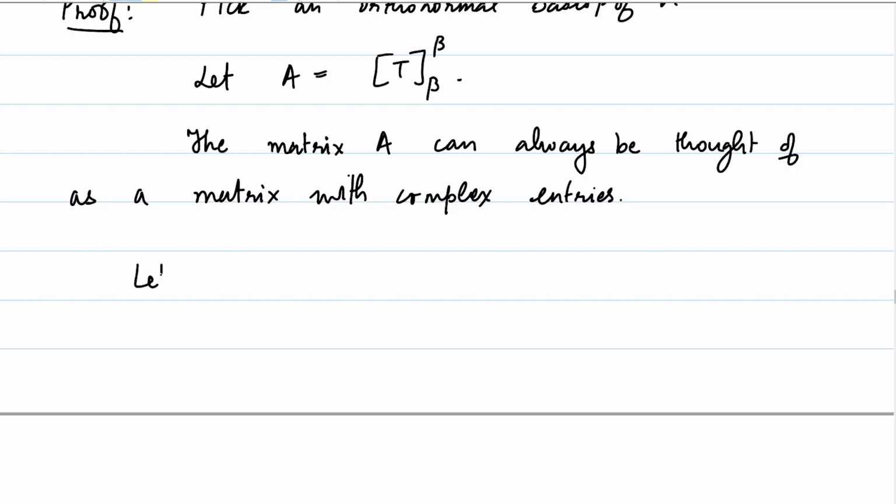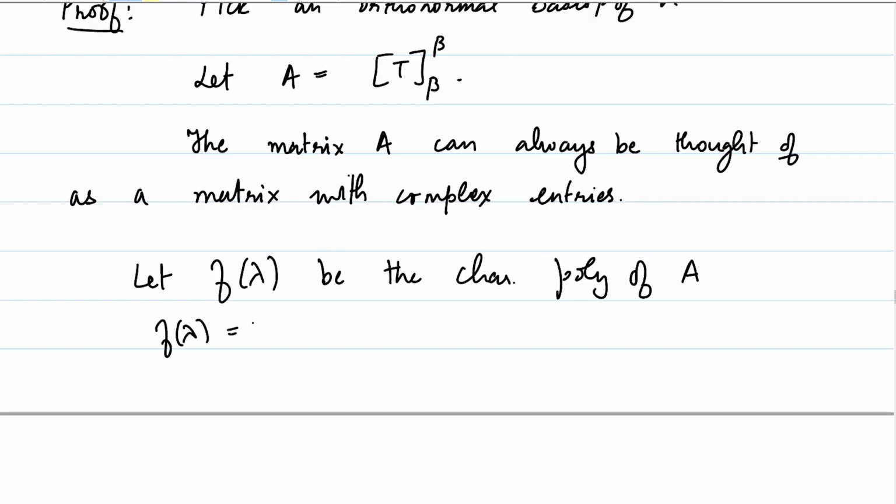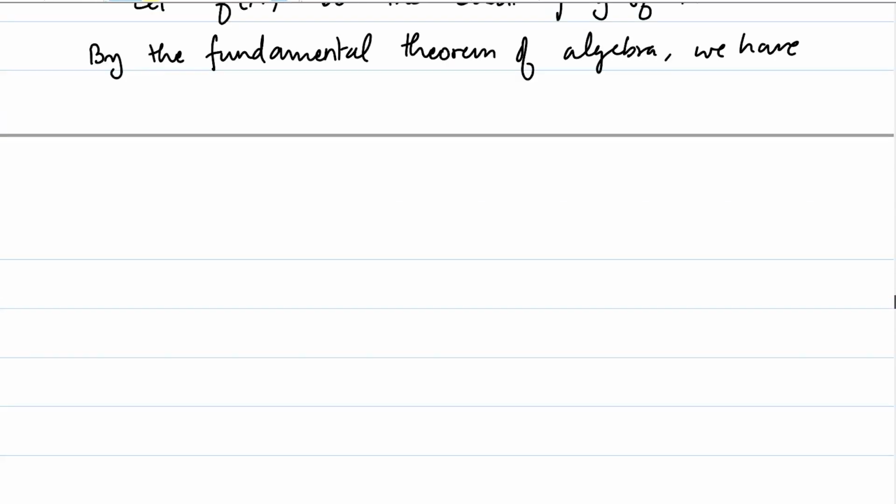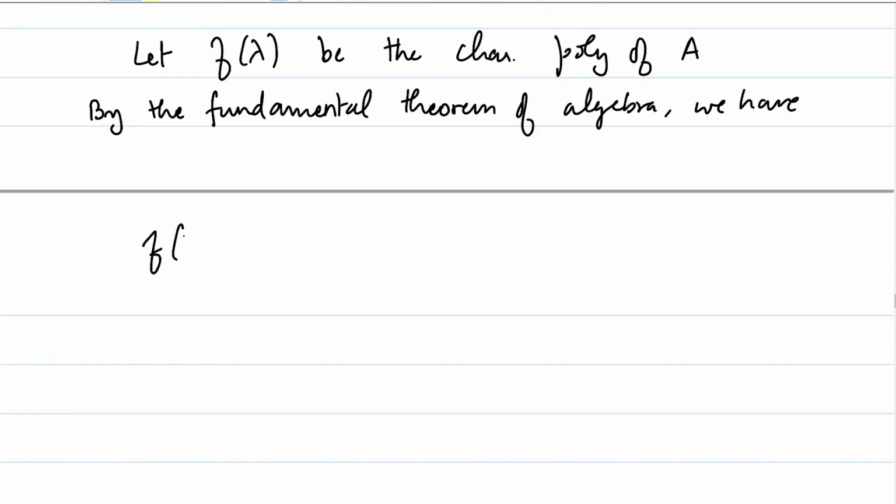Okay, let f of lambda be the characteristic polynomial of A. Then f of lambda is a polynomial of degree n. By the fundamental theorem of algebra, f of lambda splits into linear factors. We know the degree of f is equal to the dimension of V. Let's say it is n.